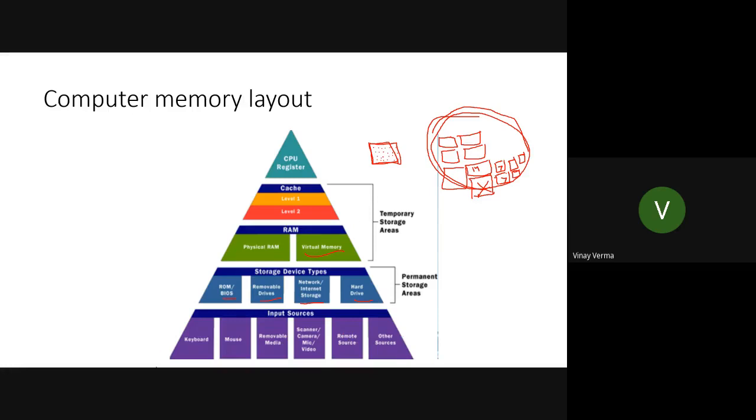So basically, the cost of things increases from down to top. Speed, but space increases in this way, and also speed or cost. We can say that.